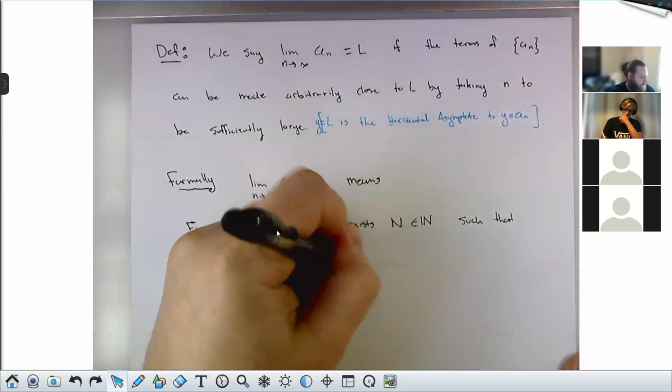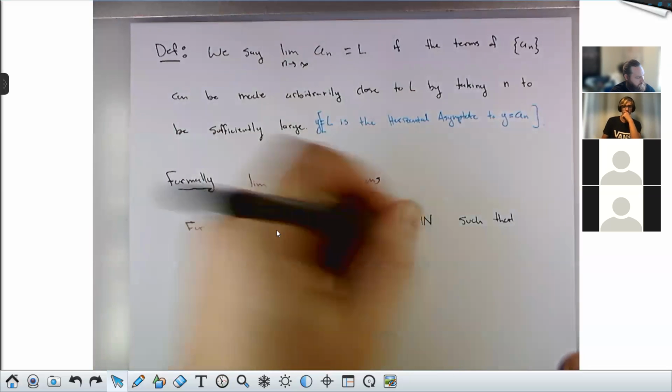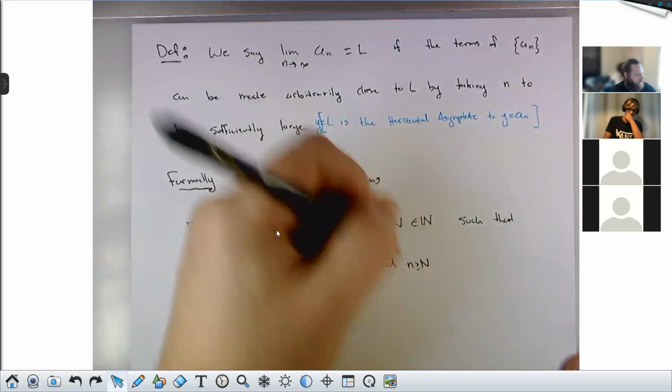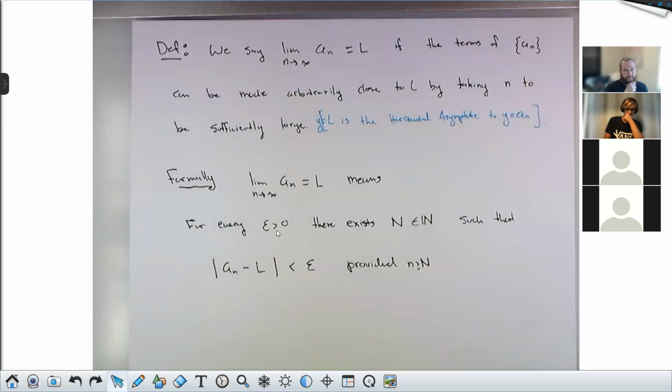provided, I'll write it this way, little n is greater than or equal to big N. And so this is your formal definition for the limit of a sequence. And above is the informal definition. The informal definition is good enough for us, right? We won't need the formal definition to do any sort of calculation. But if you want to prove something, then you really need that formal definition. There will be a handful of times when I appeal to this formal definition in order to prove something about, say, series.